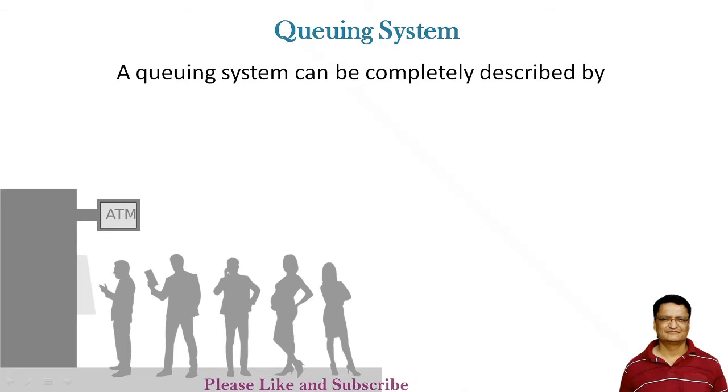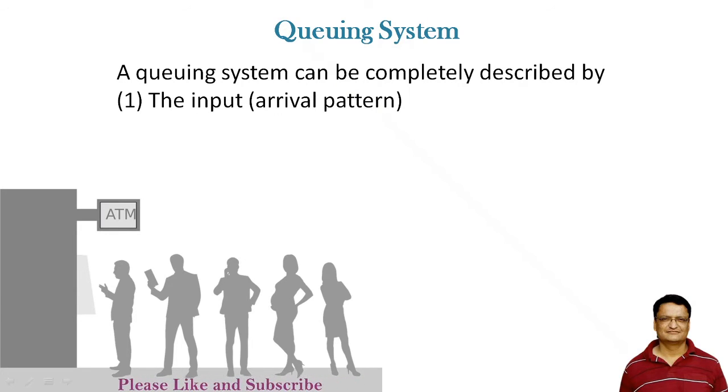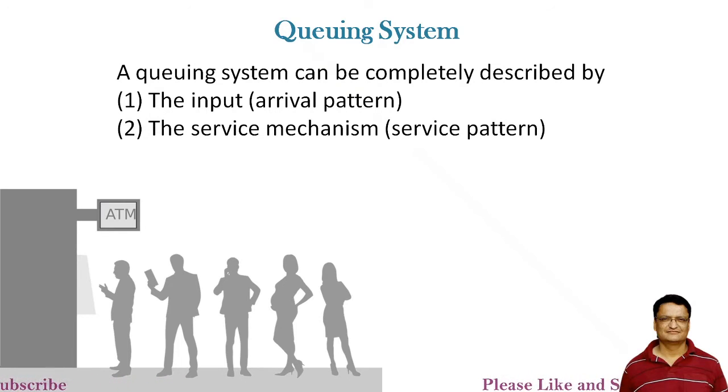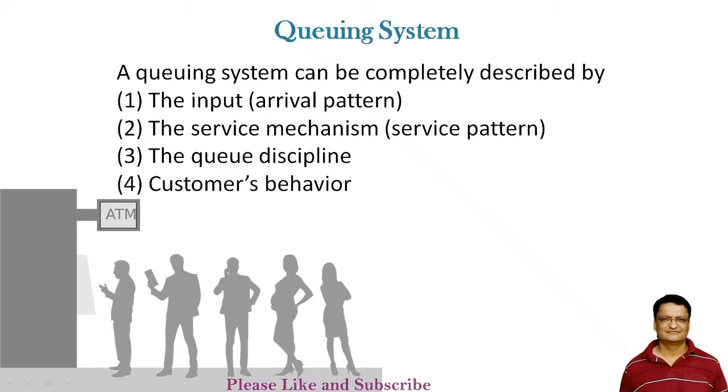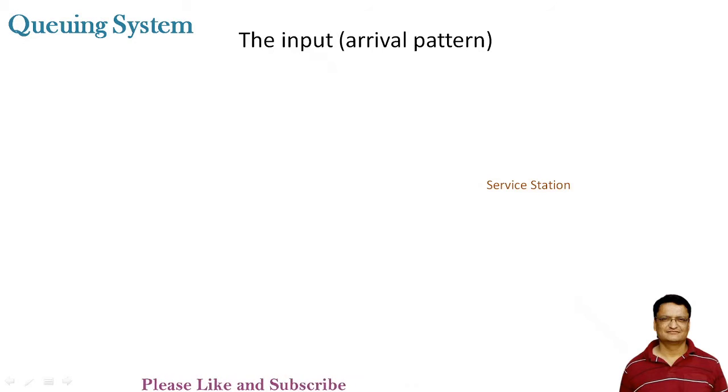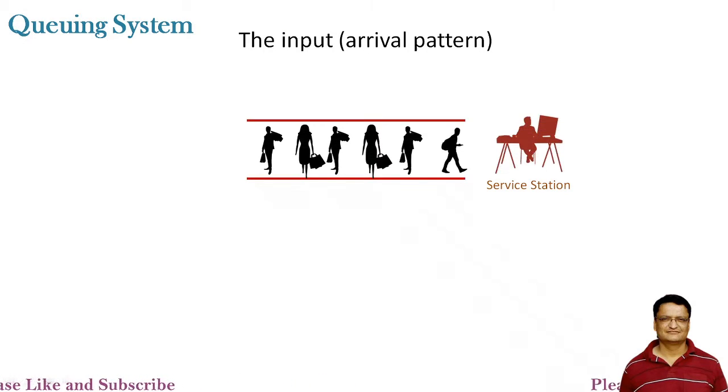A queuing system can be completely described by, one, the input, that is the arrival pattern. Secondly, the service mechanism or service pattern. Third, the queue discipline. And fourth, customer behavior. So let us see what is an input or arrival pattern.